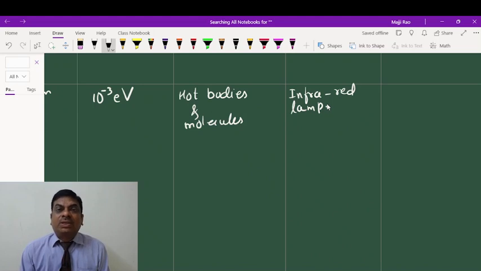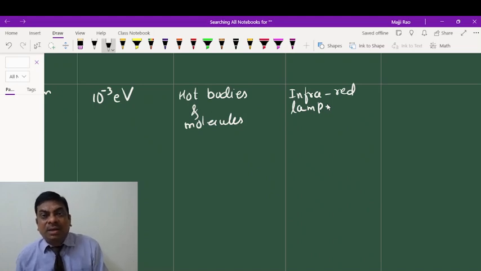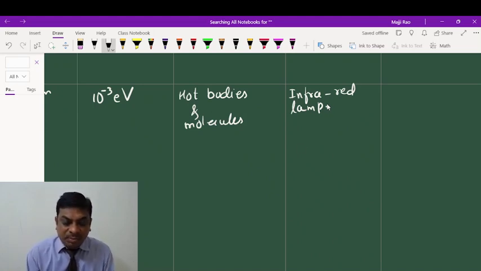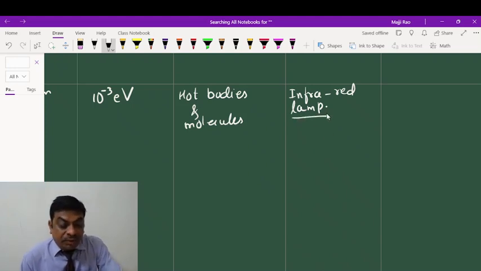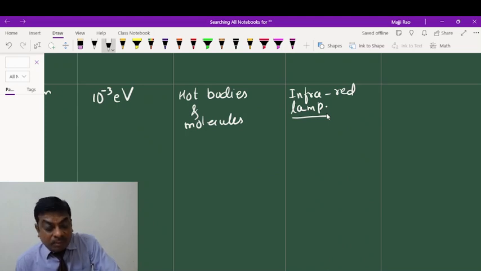Also, since it provides warmth in many sores, in order to heal sores and different wounds, they provide infrared radiation through infrared lamps. So, in medicine, it has a lot of application in physical therapy. Students, then we cannot forget about the infrared cameras.